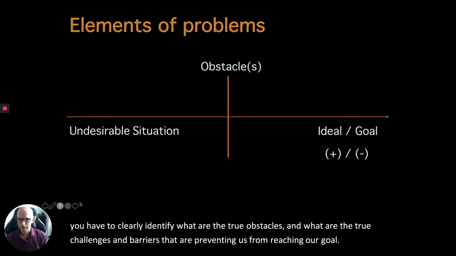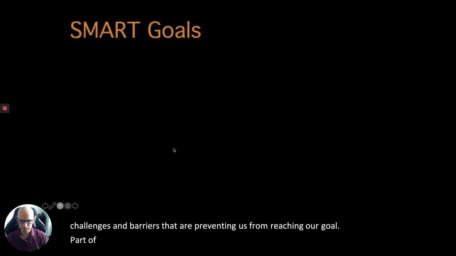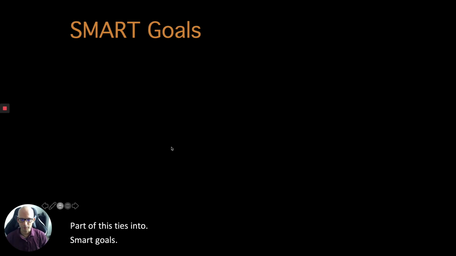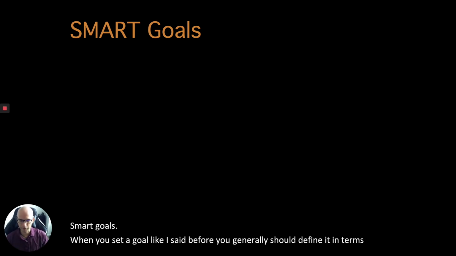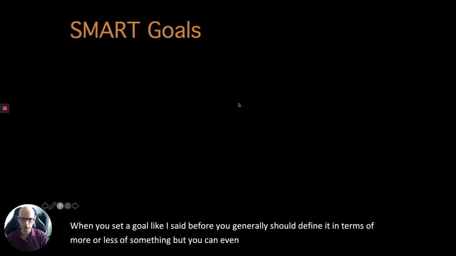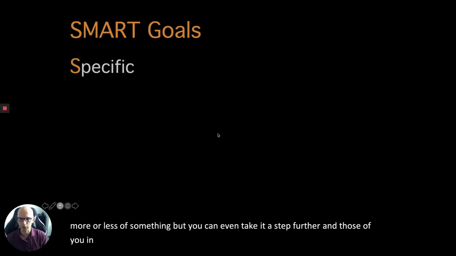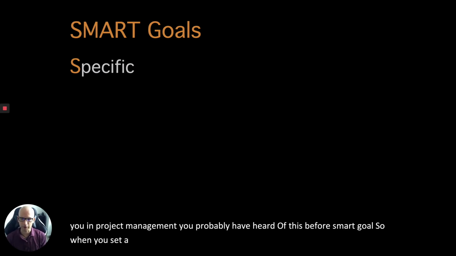Now, part of this ties into SMART goals. When you set a goal, like I said before, you generally should define it in terms of more or less of something, but you can even take it a step further. And those of you in project management, you probably have heard of this before, SMART goals. So when you set a goal, you want it to be specific. That means that you want it to be well-defined, something very clear and unambiguous.